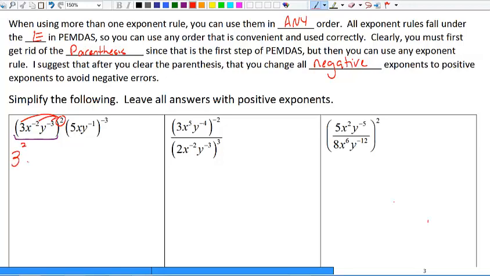So we have 3 squared, x to the negative 4, and y to the negative 6. On the next parentheses, we also have an exponent, so we need to apply that exponent to all 3. So that gives me 5 to the negative 3, x to the negative 3, and y to the positive 3. Now that we have that done, I'd like to get rid of the negatives by making everybody positive or happy. Remember that rule for happy?